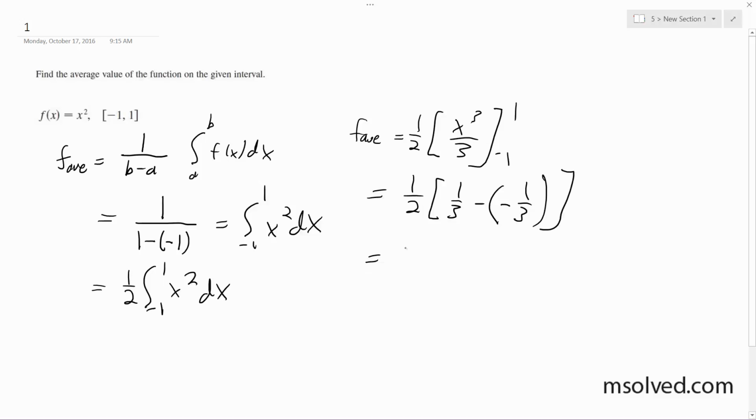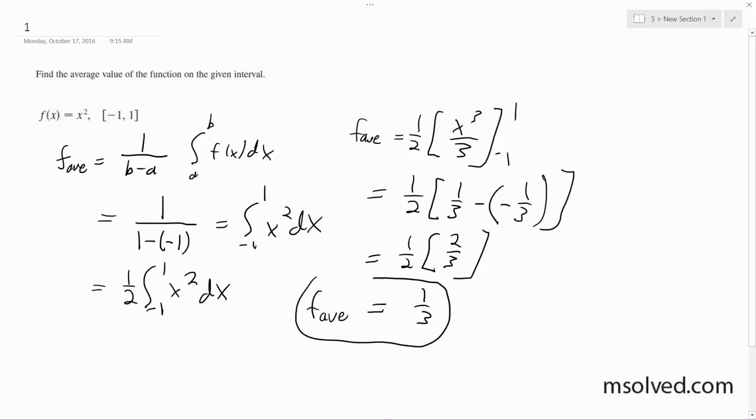So this ends up being 1/2 times the quantity 2/3, which ends up being equal to 2 over 6, which simplifies down to 1/3. So this is our average of the function. That's it.